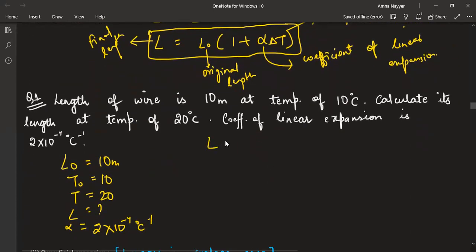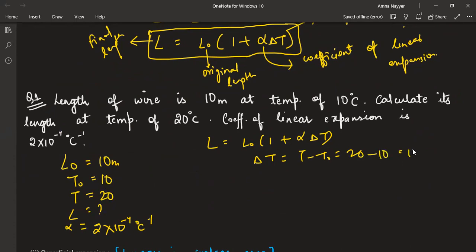So see, L will be equal to L naught into 1 plus alpha delta T. So delta T will be T minus T naught. Final is 20, initial is 10. So 20 minus 10 will become 10. Change in temperature is 10. So L will be, L naught is 10, from here, look, 10 into 1 plus alpha. Alpha is 2 into 10 to the power minus 4. And delta T is 10. So once you solve this, this will come out to be 10.02 meters. This should be your answer.